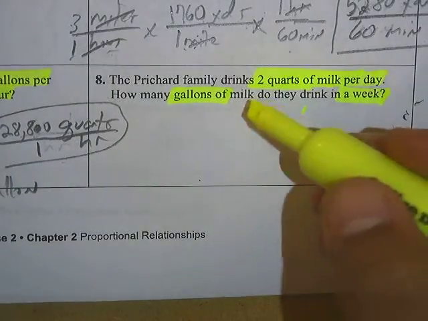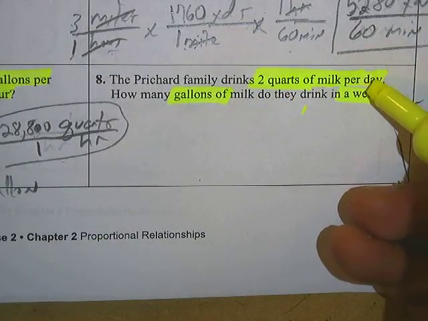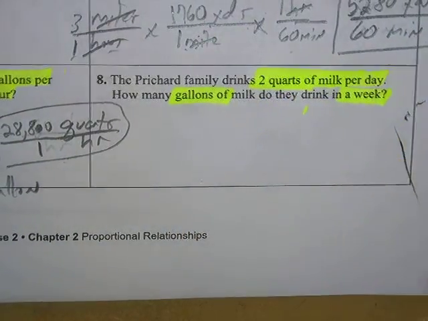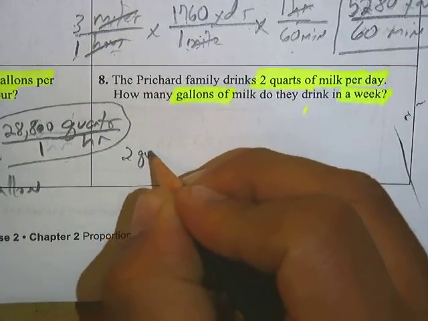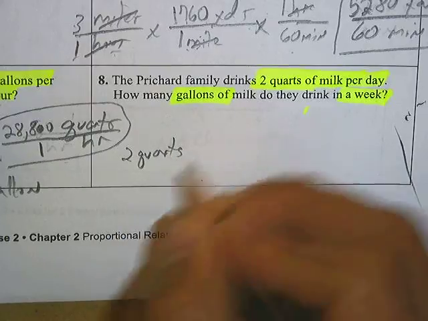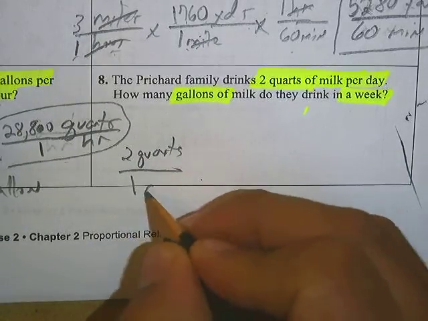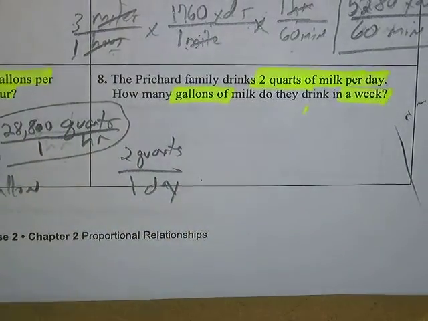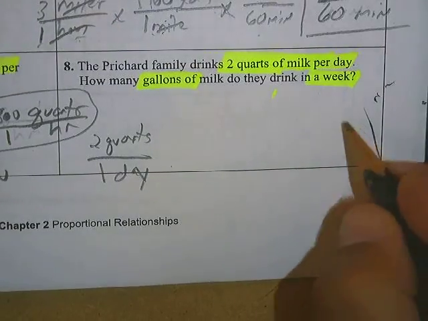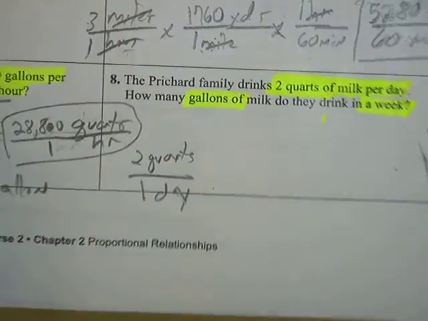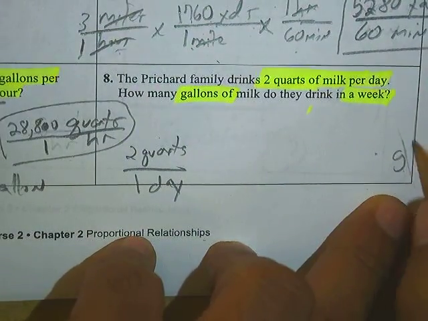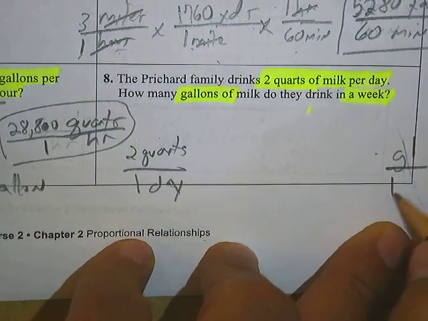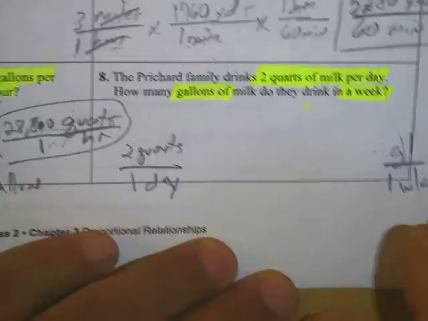The Preacher family drinks 2 quarts of milk per day. How many gallons of milk do they drink in a week? So let's put there 2 quarts in 1 day. Okay? 2 quarts in 1 day.